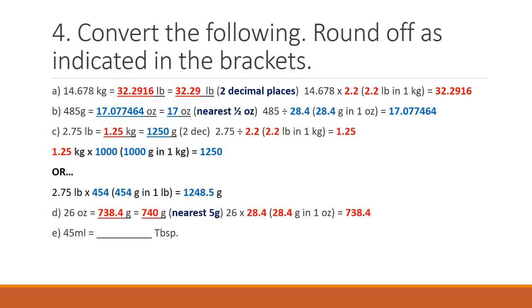We want to take 45 milliliters, convert that to tablespoons. We need to know the relationship between tablespoons and milliliters, and it's simply 15 mils per tablespoon. So let's take the amount of mils that we have and divide it by the amount of mils that equals a tablespoon. In this case, 45 divided by 15 gives us a nice number of 3, and that is exactly what 45 milliliters equals. It equals 3 tablespoons.